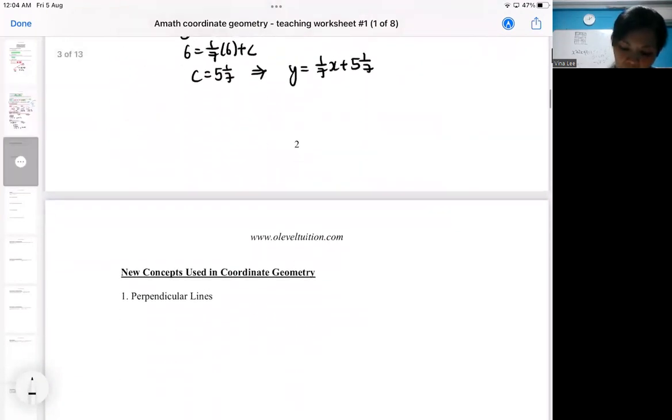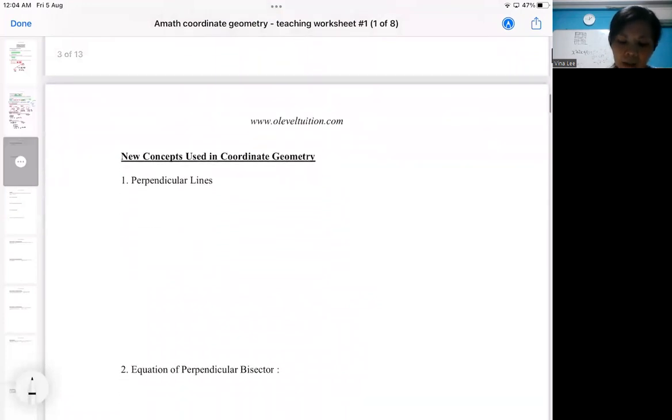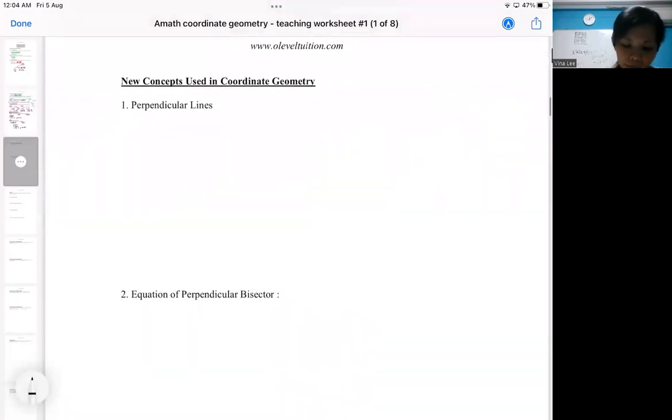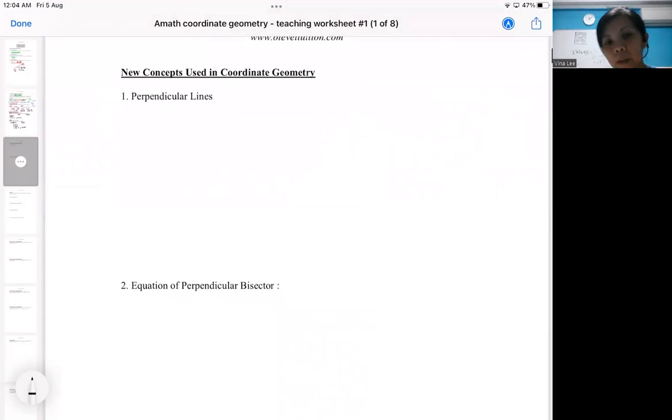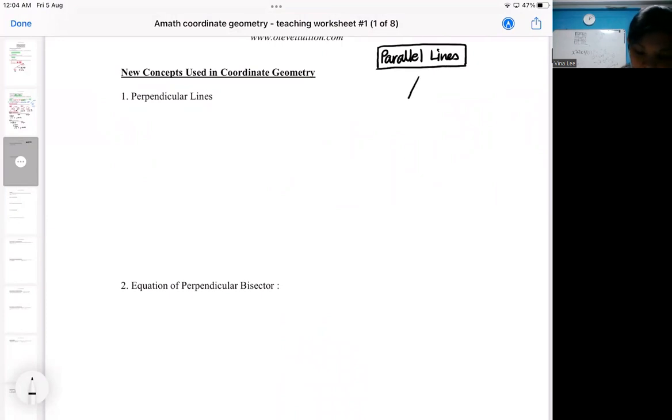So let's talk about gradient and lines and perpendicular lines, all that. This will be the brand new concept. In E-math, we always do parallel lines. Parallel lines will have the same gradient. Okay, so for example, they have the same gradient and maybe this equation is something like this.